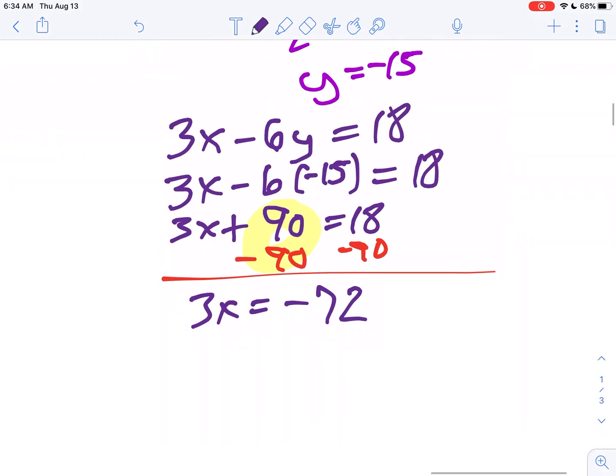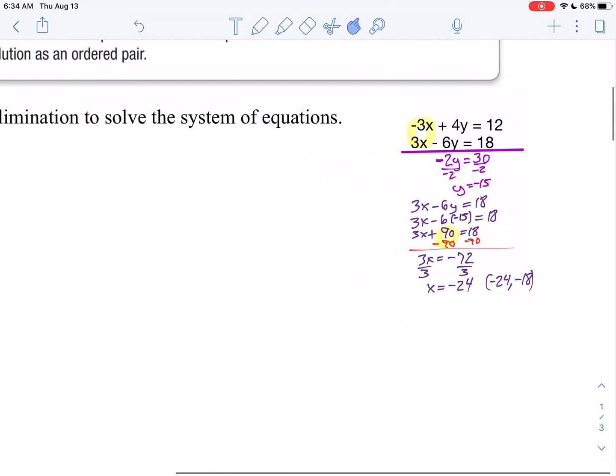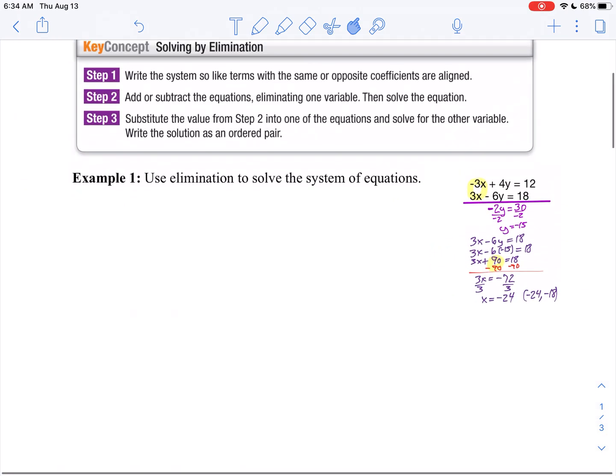Well, then I'll divide both sides by 3. And I get a negative, because a negative divided by a positive is a negative. Let me see, 3 goes into 6 twice with 1 left over, so negative 24. So since they're x and y, x is negative 24, y is negative 18. I'll write that system as an ordered pair, or my solution as an ordered pair. And there we have it.